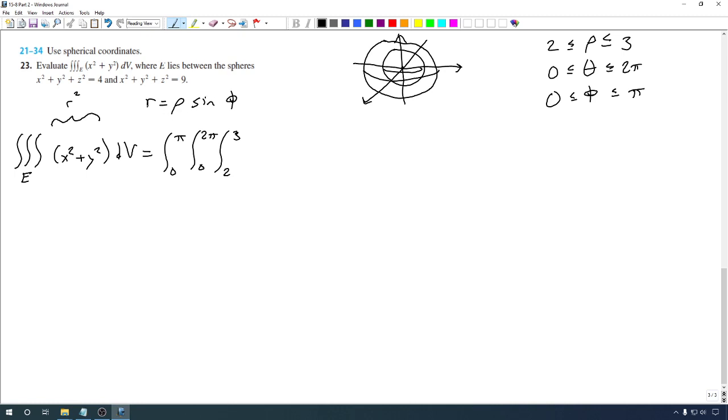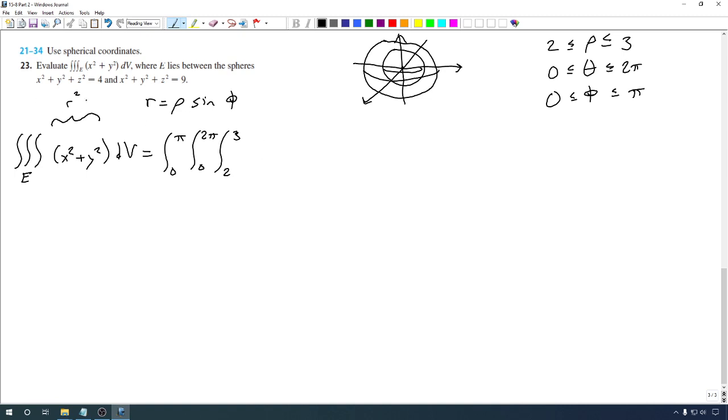If you want, you could just use the formulas for x and y in terms of rho, theta, and phi, but at that point the very first thing you'd want to do is make use of the fact that sine squared of theta plus cosine squared of theta is equal to 1, to simplify the integrand before you even try to do any integration. But I'm just going to go ahead and use that.